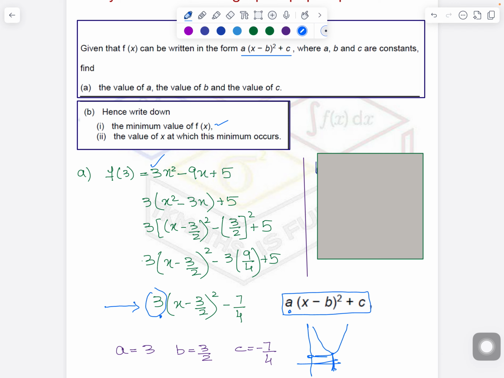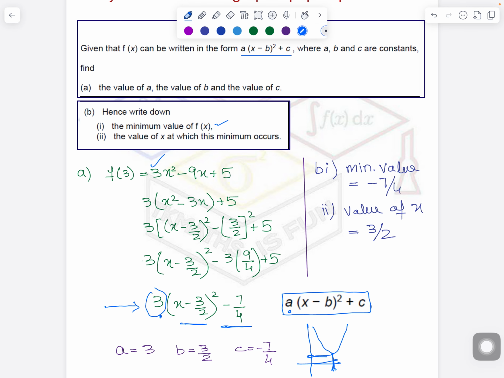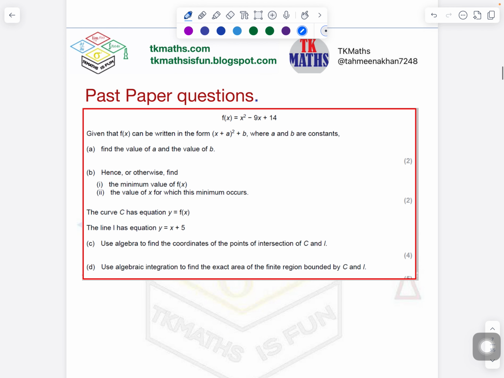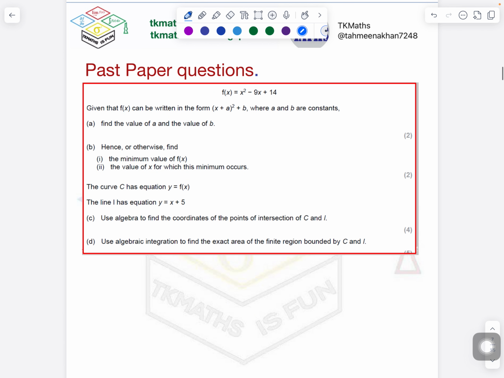I'm not drawing to scale here, I'm just trying to explain to you. So your minimum value is minus 7 upon 4, and your corresponding value of x is 3 upon 2. Right? So this is how you will mention it. This type of question has come very often in the past paper. So this one I will solve in front of you, with you, so that you can have another recap of the question. After that we will solve just one more question and then we will finish the video.